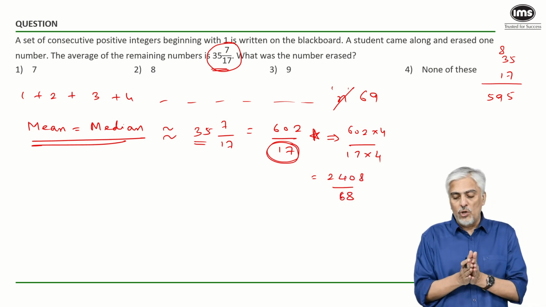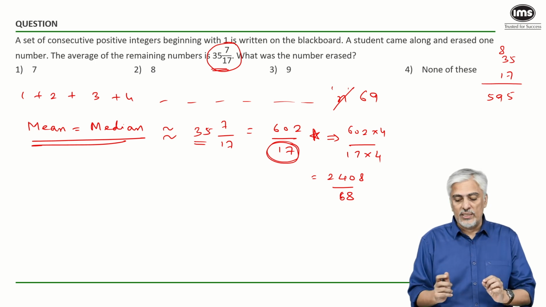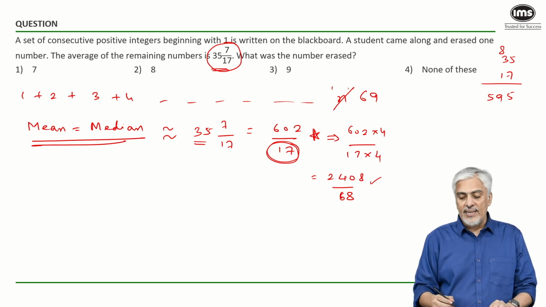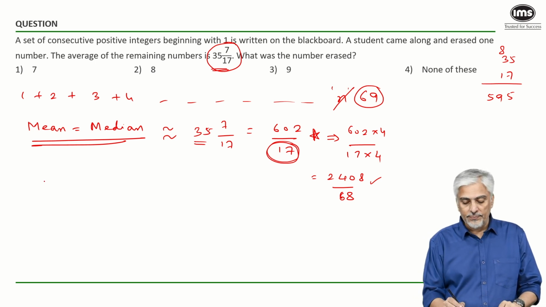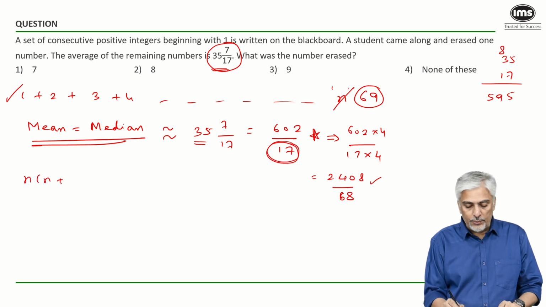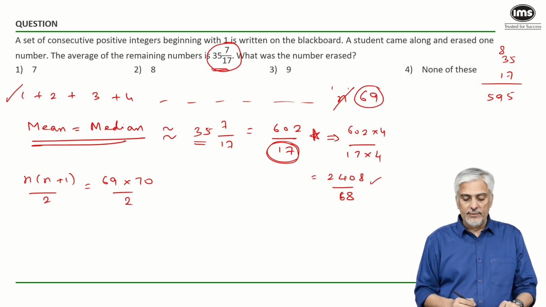That means the total of all the numbers after erasing one number was 2408, and there were totally 69 numbers. We should know from our properties of numbers how to find the total of 1 to 69. The formula will be n into n plus 1 upon 2, so 69 into 70 upon 2, right?